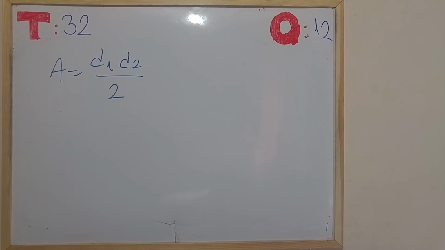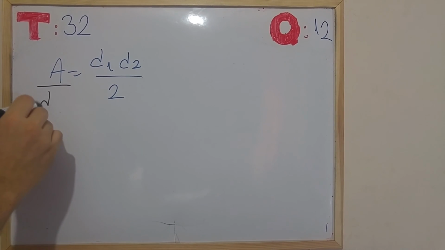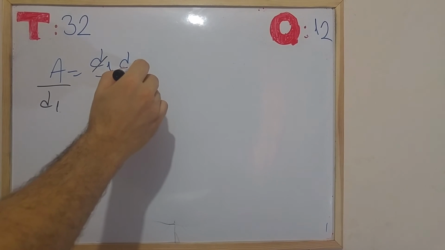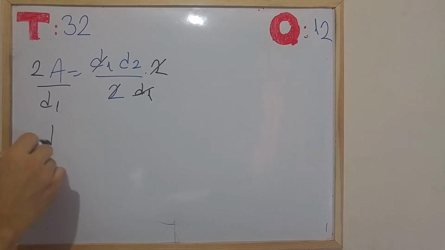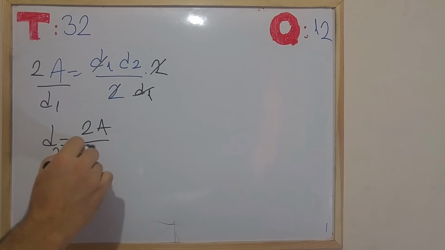Solving it for d2, so I need to get rid of d1. So let's divide everywhere by d1. So d1's are gone, and let's multiply each side by 2. So 2's are gone. What I have is d2 is equal to 2a over d1.